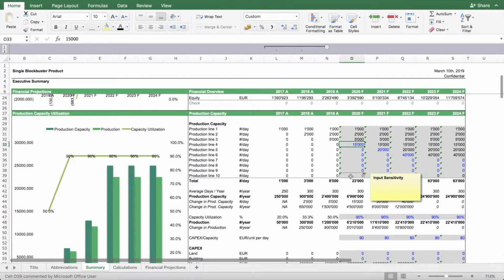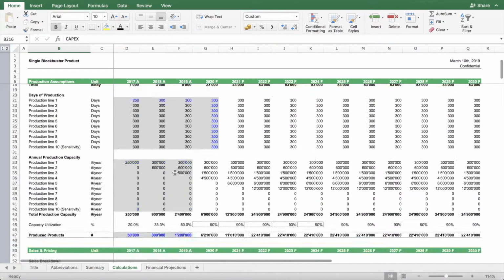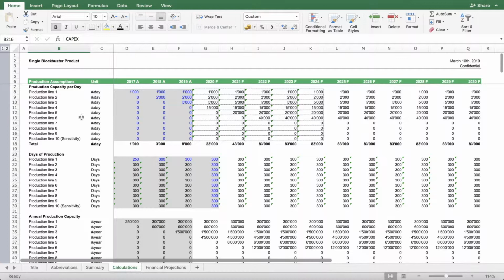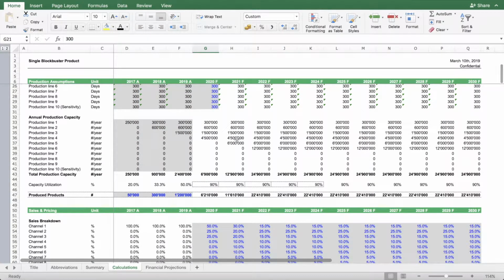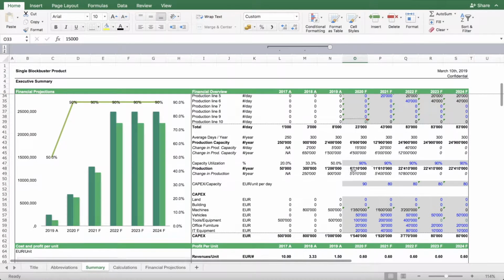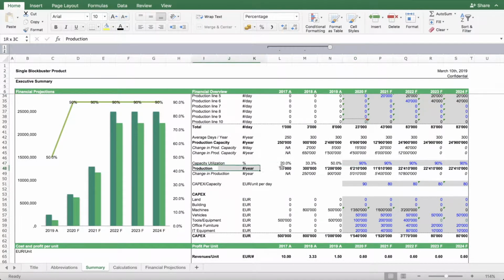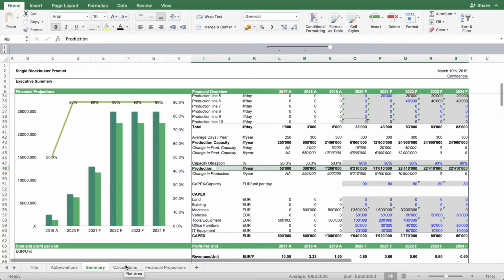Then the affected calculations will be on the calculation sheet where you have the production capacity per day. You can enter how many production days you can expect for up to 10 product lines, and then it will also output the yearly production capacity for these 10 product lines. And then once you know the capacity, you can estimate the foreseeable utilization. We have a factor of 90% here, but you can also change that as you like, and important is that you obtain the production figure of your product for the next years.